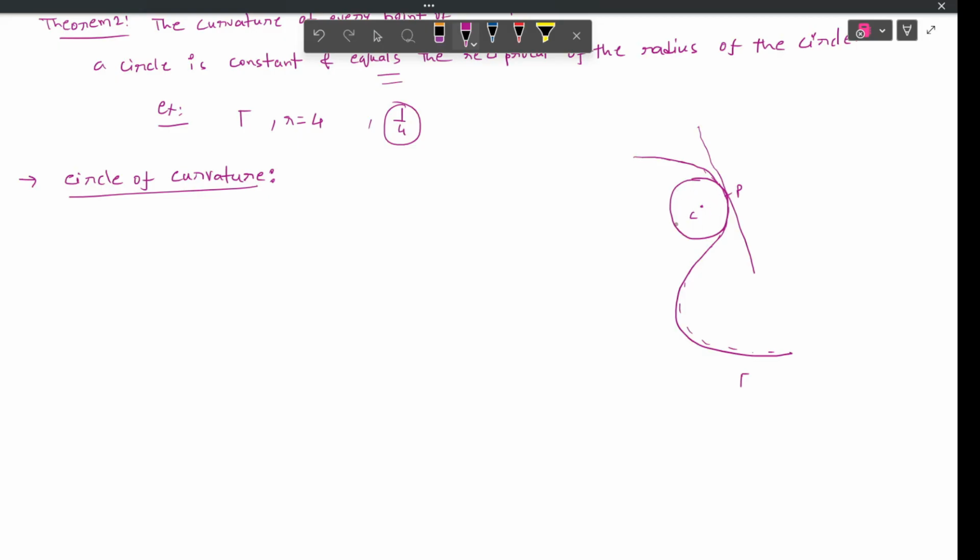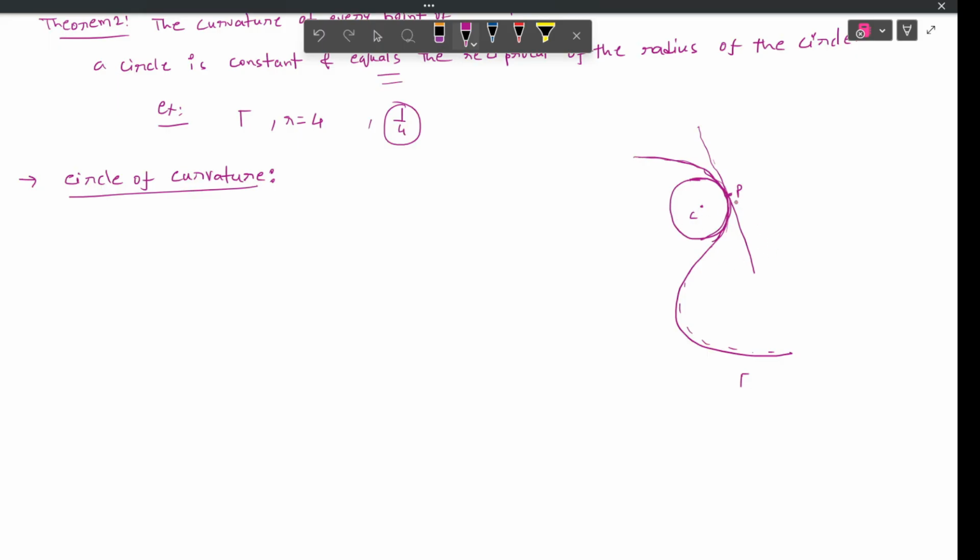So we have constructed a circle such that the circle and this curve have the same tangent at point P. If you notice, this curve and this circle have the same tangent at point P. The circle lies on the same side of the tangent as the curve, and the circle has the same curvature as the curve gamma. See, this is the curvature of the circle and this is the curvature of the curve.